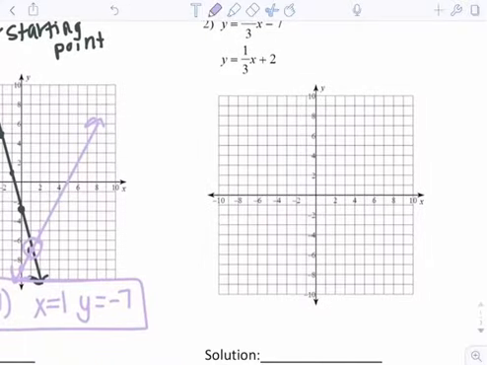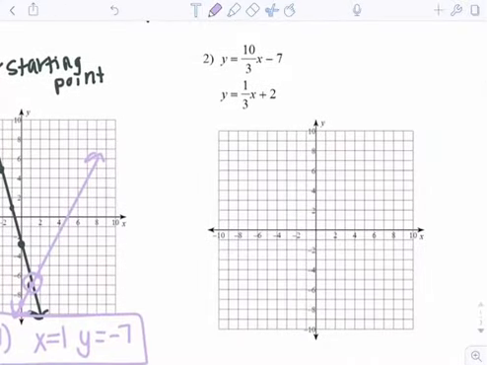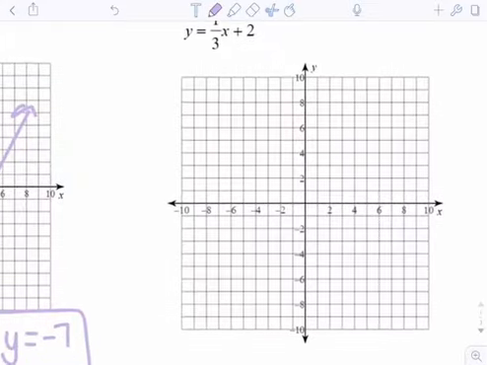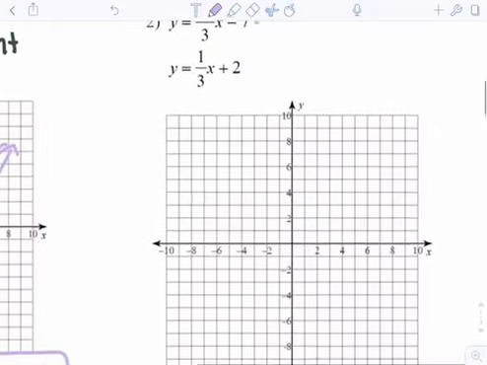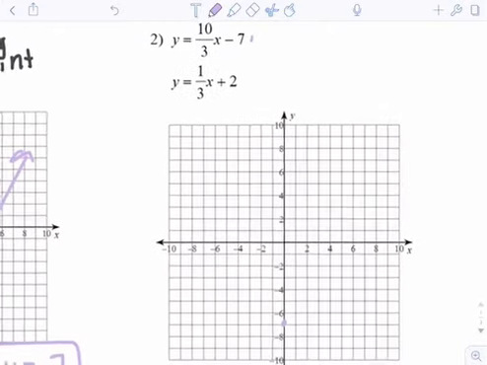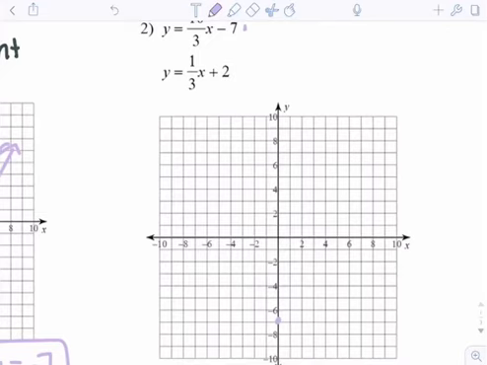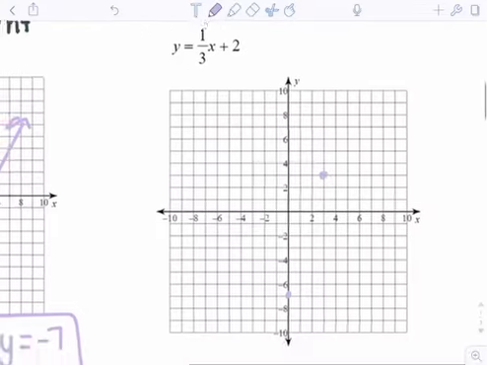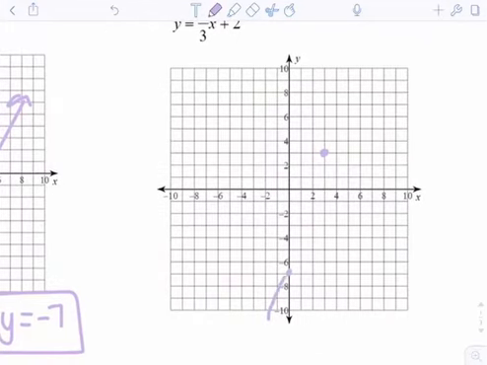Okay, so in number 2, I'm going to do the same thing. So I'm going to start with this first line in the light purple. So I'm going to start on the y-axis at negative 7. Right, my slope is positive 10 over 3. So I'm going to go up 10, 1, 2, 3, 4, 5, 6, 7, 8, 9, 10, and then I'm going to go to the right 3. If I kept going, I would go way off the graph, so I'm just going to leave it at these 2 points, and I'm going to connect.